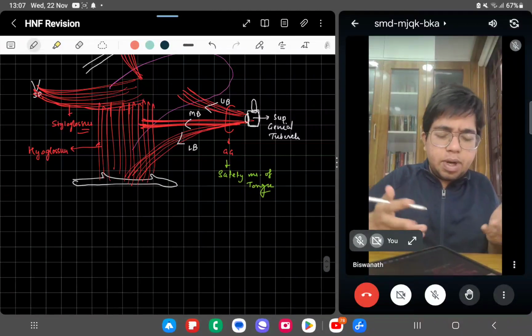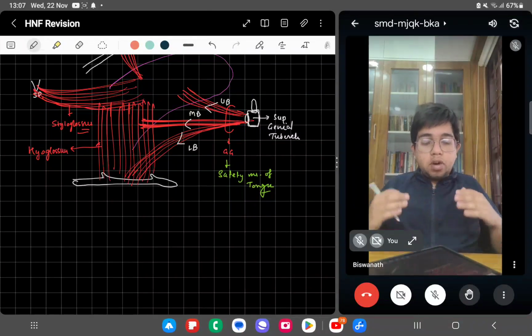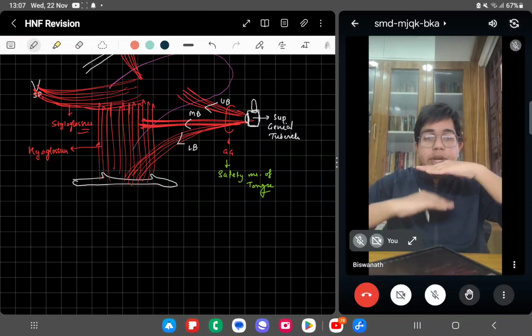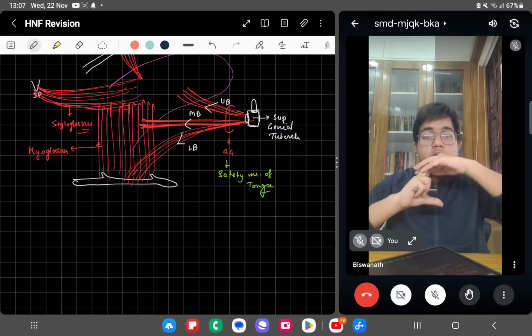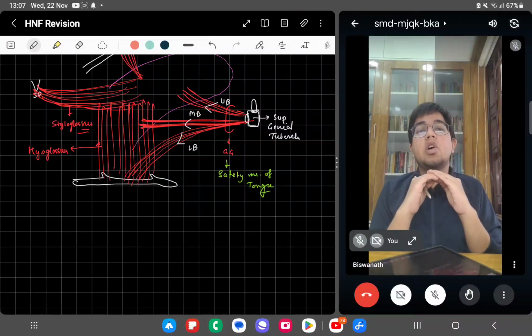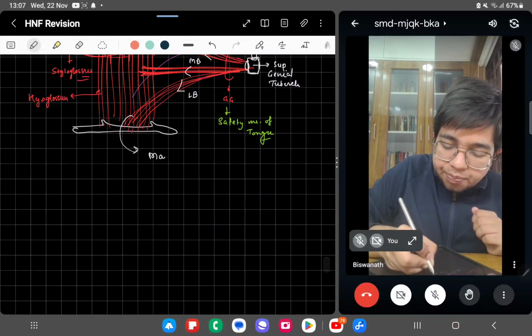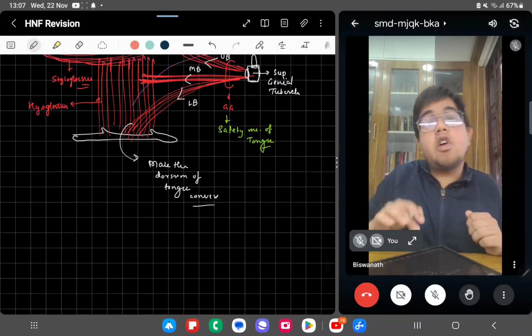For example, let's take hyoglossus. What will hyoglossus do if it contracts? The dorsum of the tongue is like that, and there is the hyoglossus present beneath it. If this muscle contracts, it will pull the tongue like this and make the dorsum of the tongue convex.